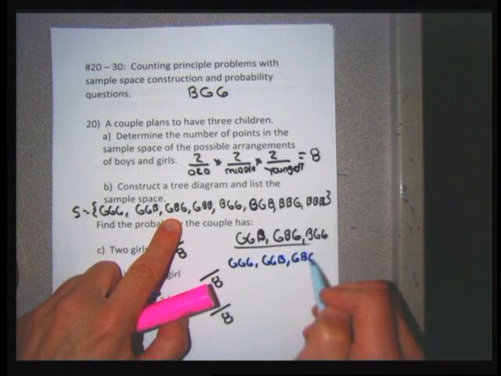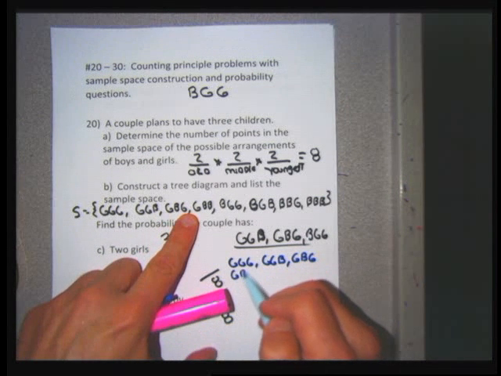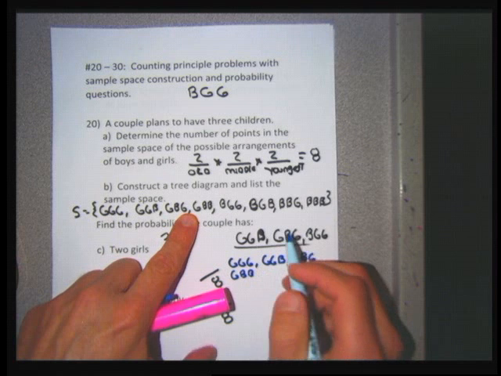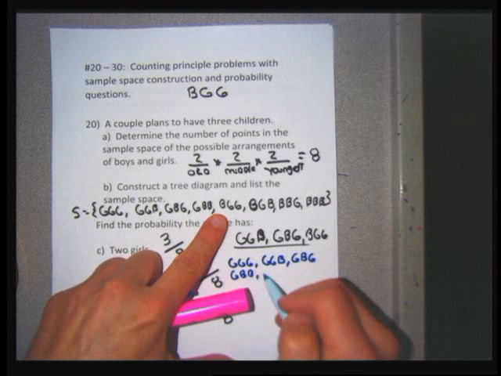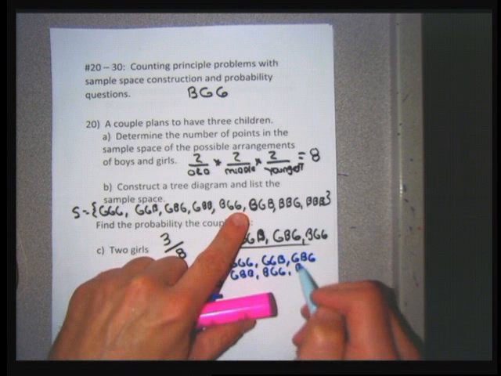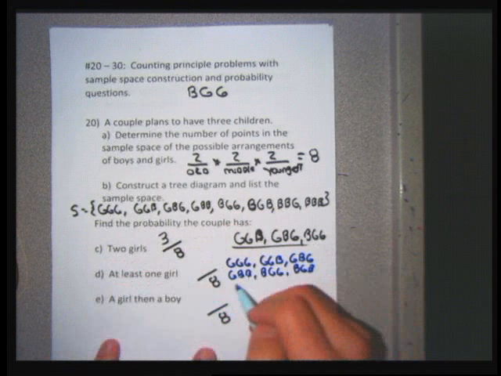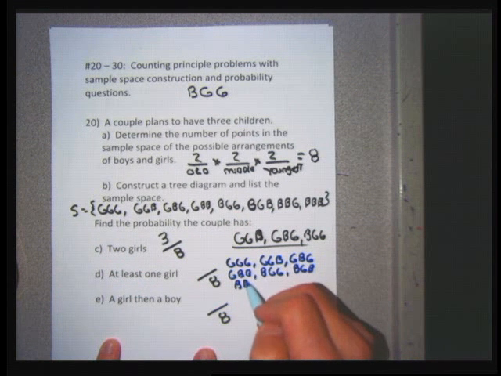GBG, I'm going to count because it has 2 girls, that's at least 1 girl. GBB, I'm going to count because it has 1 girl, that's at least 1. BGG, I'm going to count because it has 2. BGB, I'm going to count. And BBG, I'm going to count. But I'm not going to count the BBB.